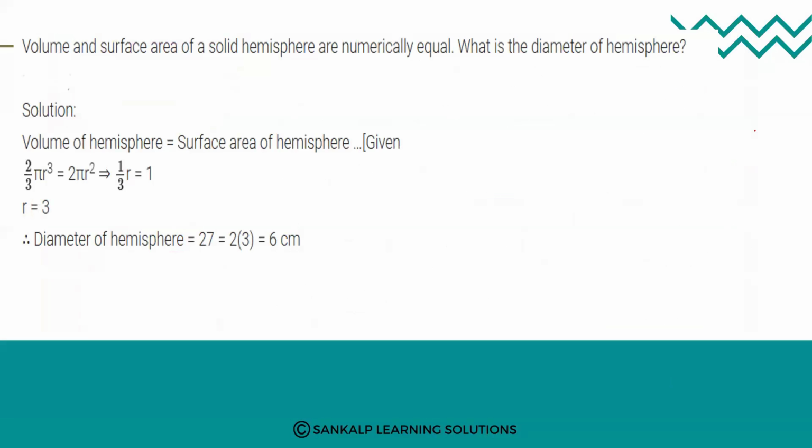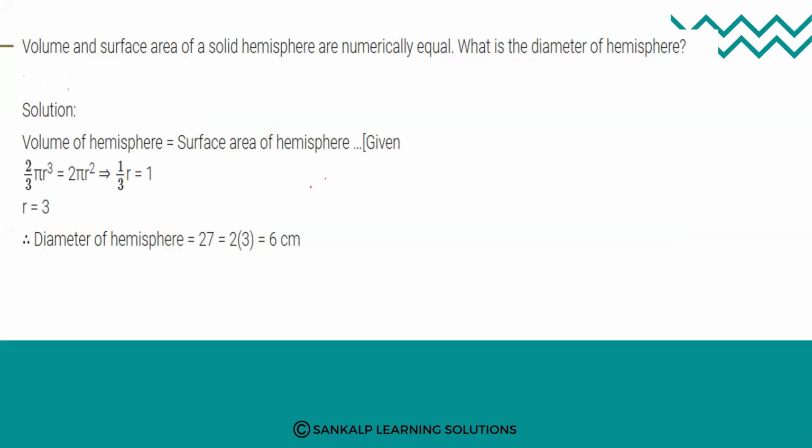Okay. Now, first question is, this question was asked in CBSE question paper. Okay. Volume and surface area of a solid hemisphere are numerically equal. What is the diameter of the hemisphere? So volume and surface area of the hemisphere are numerically equal. That means volume and surface area are equal. So volume of the hemisphere is 2 by 3 pi r cube, and surface area of the hemisphere is 2 pi r square. Pi and pi will get cancelled.